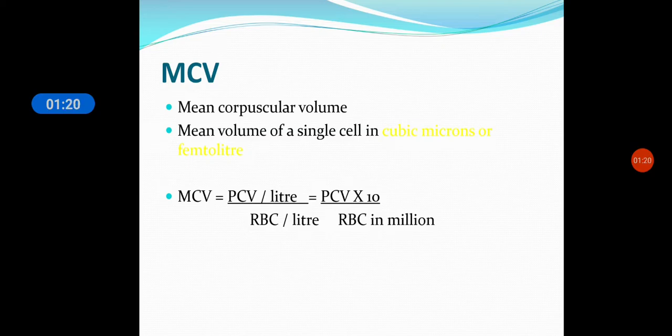Why is MCV important? MCV is important to differentiate the type of anemia. As we know, in iron deficiency anemia, MCV will be low, so it will be less than 80. There you will get small RBCs, that is microcytic RBCs. And in cases of megaloblastic anemia, MCV is elevated, you will have large RBCs there. So that's how MCV will help you in diagnosis.